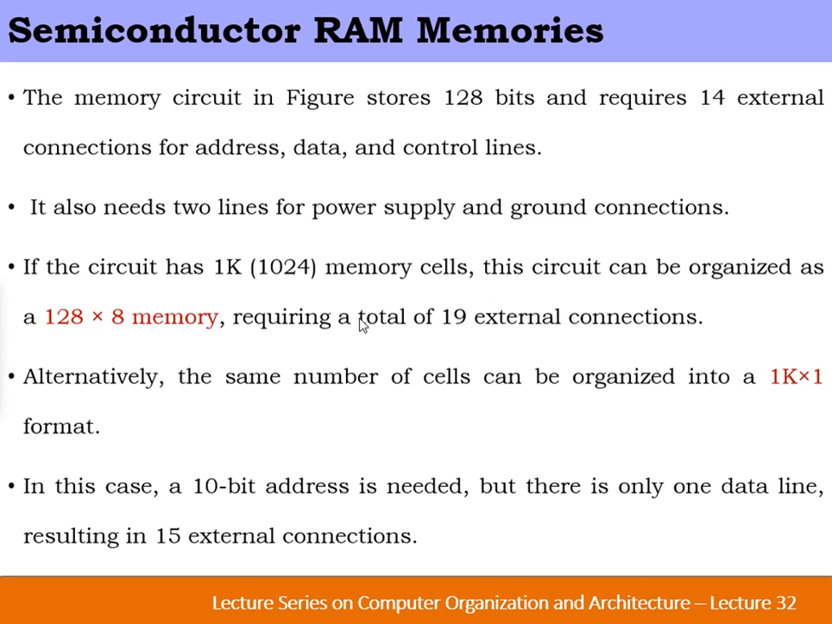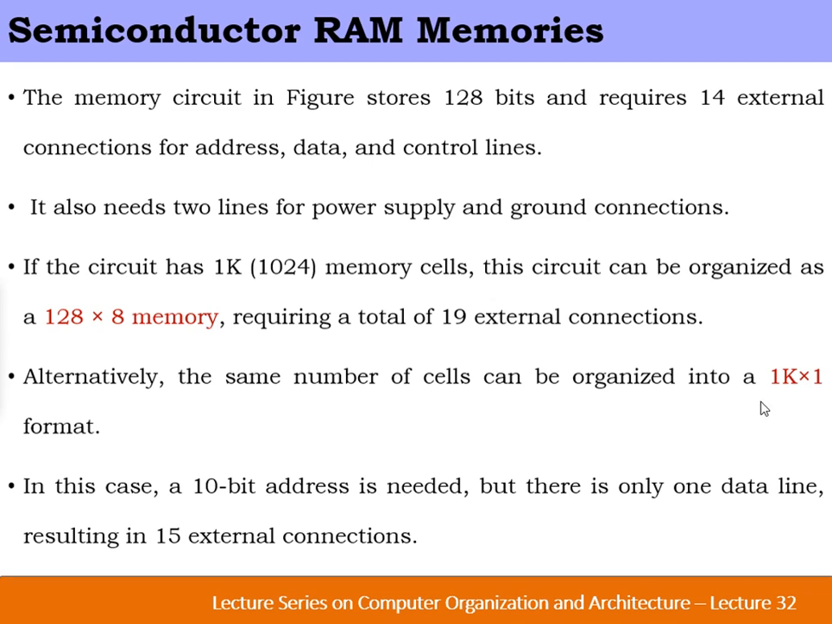This requires a total of 19 external connections. The same 1024 memory cells can also be organized as 1k into 1, that is 1024 memory locations, and per location I can store only 1 bit of information. These are different ways of organizing the memory. Either you can go with the 128 into 8 format, or the 1k into 1 format. In 128 into 8 you can extract 8 bits of data at a time, whereas in 1k into 1 you can extract only 1 bit at a time.